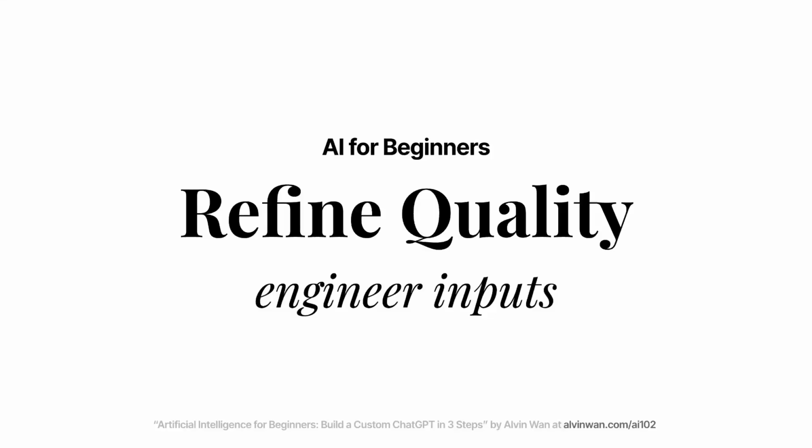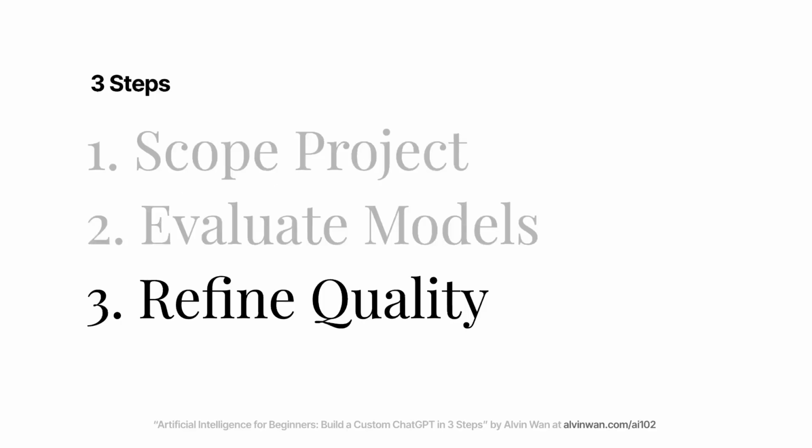In this lesson, we're going to improve our LLM's capabilities by changing our inputs. Generally, this is called prompt engineering. We're now in the third of 3 steps, and we're now refining quality. There are 2 sub-steps here, the first of which is to engineer our inputs.